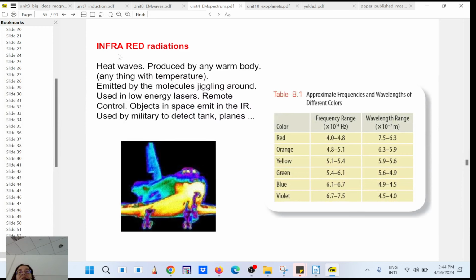Yes, okay. So then infrared, okay? You're not spacing out? Conceptual questions, you never know. For MCAT or whatever, infrared. So infrared are actually heat waves. Okay, so when you go outside and you feel the warmth from the sun, that's infrared.